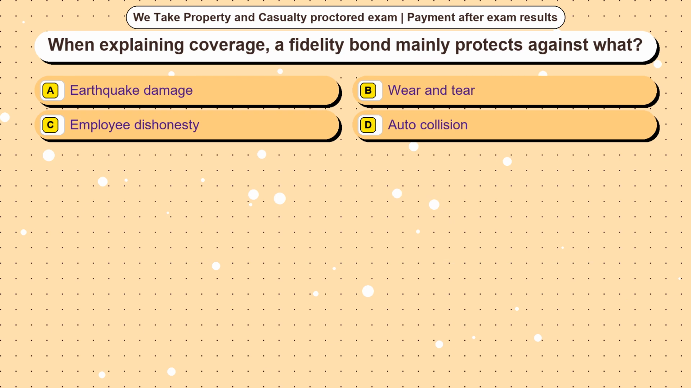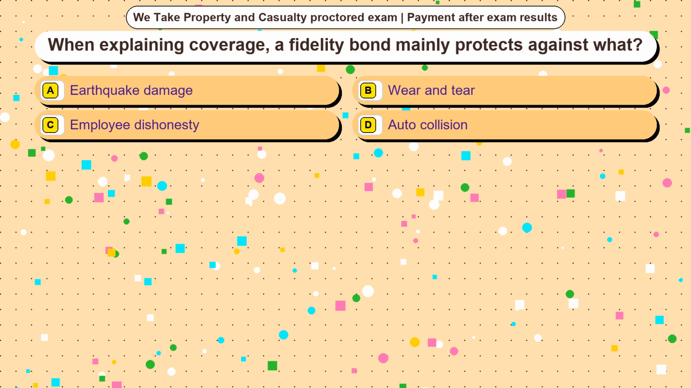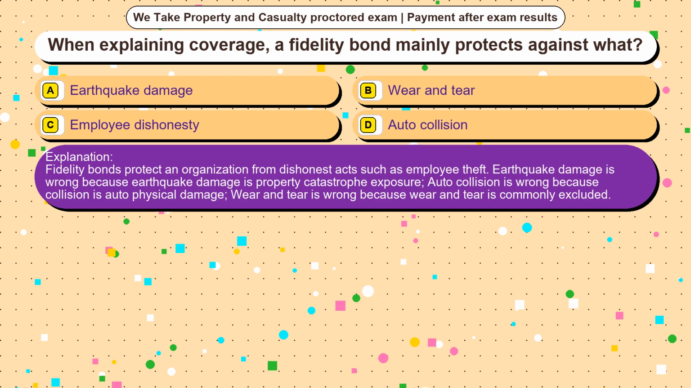Question 19. When explaining coverage, a fidelity bond mainly protects against what? Option A, earthquake damage. Option B, wear and tear. Option C, employee dishonesty. Option D, auto collision. The correct answer is option C. Fidelity bonds protect an organization from dishonest acts such as employee theft.